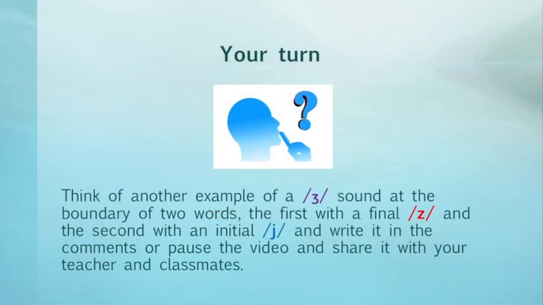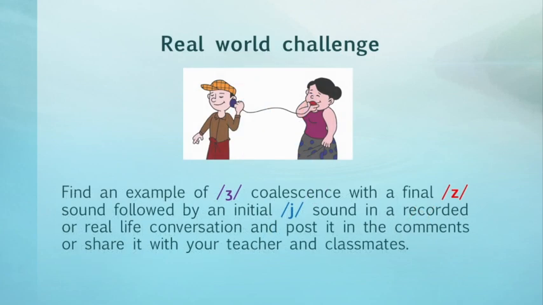Now it's your turn. Think of another example of a z sound at the boundary of two words, the first with a final z and the second with an initial y, and write it in the comments or pause the video and share it with your teacher and classmates. And now for the real world challenge. Find an example of zh coalescence with the final z sound followed by an initial y sound in a recorded or real-life conversation and post it in the comments or share it with your teacher and classmates.